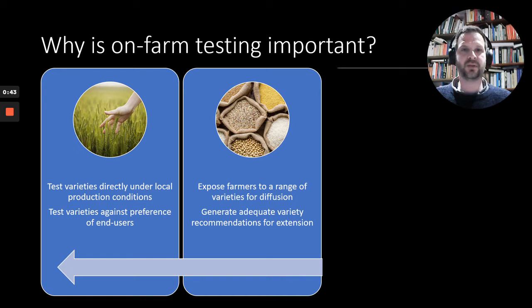The second area of reasons for on-farm testing is that we want to already start exposing farmers to new varieties as a start of the variety dissemination process, and also engaging extension workers around these varieties so that we are sure that they will be successful and disseminated in the seed system.